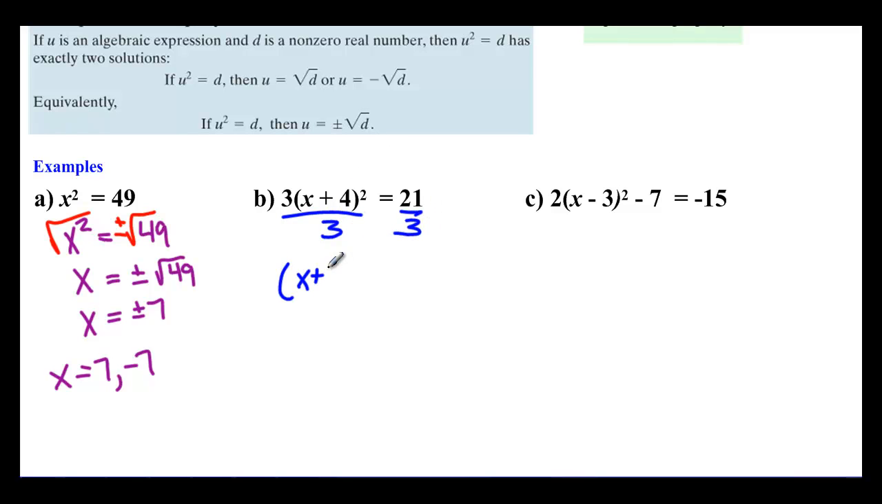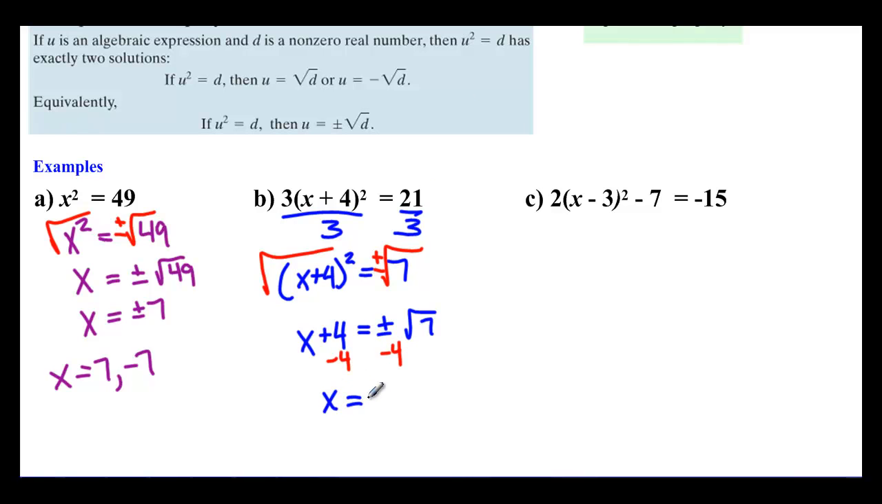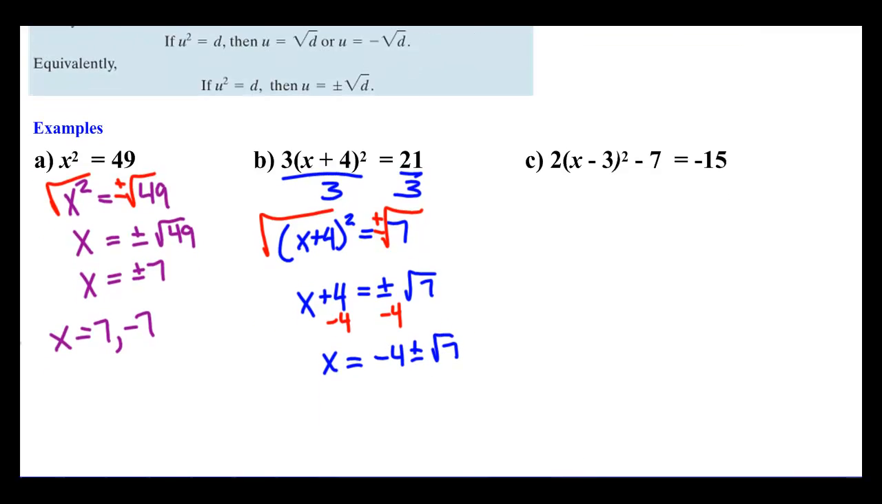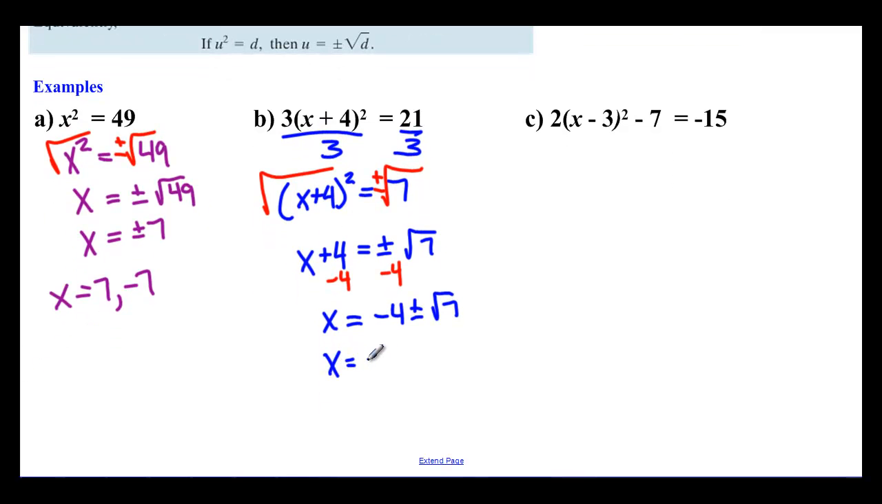So we're going to get x plus 4 squared equals 7. So 21 divided by 3 will give us 7. And then we're going to do square root. And again, we have to do plus or minus over here. So we're going to end up with x plus 4 equals plus or minus the square root of 7. We're going to move that 4 over. So we're going to subtract 4 from both sides. And we're going to get x equals negative 4 plus or minus the square root of 7, which we'll need to write out to be x equals a negative 4 plus square root of 7 and a negative 4 minus the square root of 7.